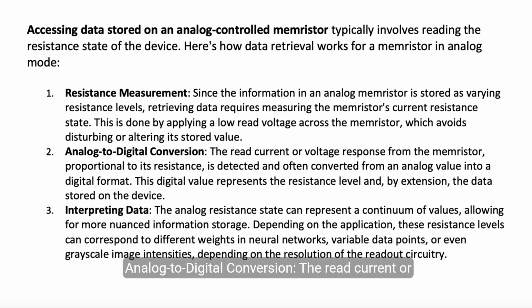2. Analog to digital conversion. The read current or voltage response from the memristor, proportional to its resistance, is detected and often converted from an analog value into a digital format. This digital value represents the resistance level and, by extension, the data stored on the device. 3. Interpreting data. The analog resistance state can represent a continuum of values, allowing for more nuanced information storage. Depending on the application, these resistance levels can correspond to different weights in neural networks, variable data points, or even grayscale image intensities, depending on the resolution of the readout circuitry.